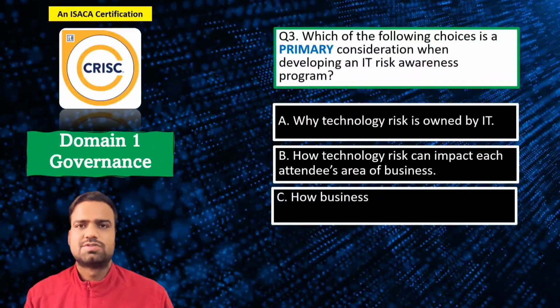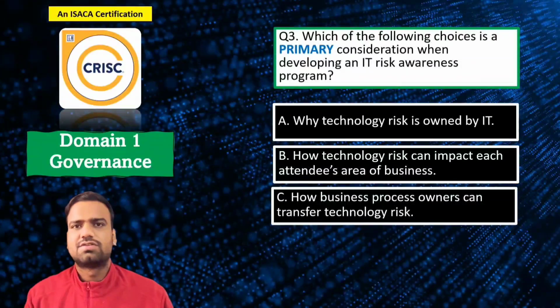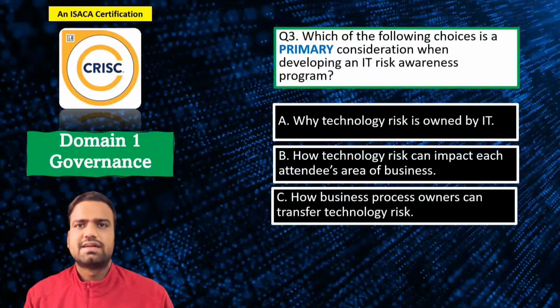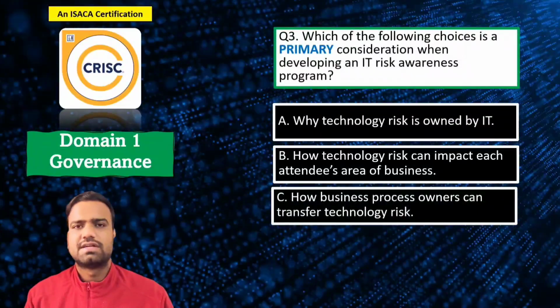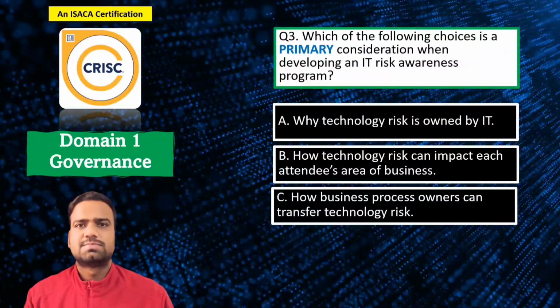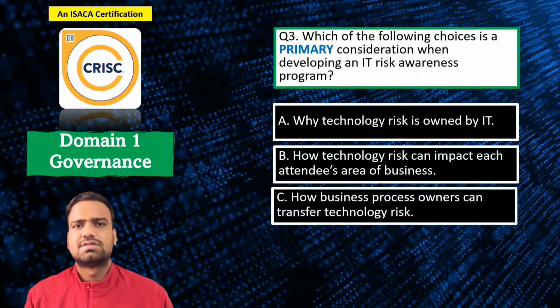How business process owner can transfer technology risk. Transferring risk is not of primary consideration in developing a risk awareness program. It is part of the risk response process.